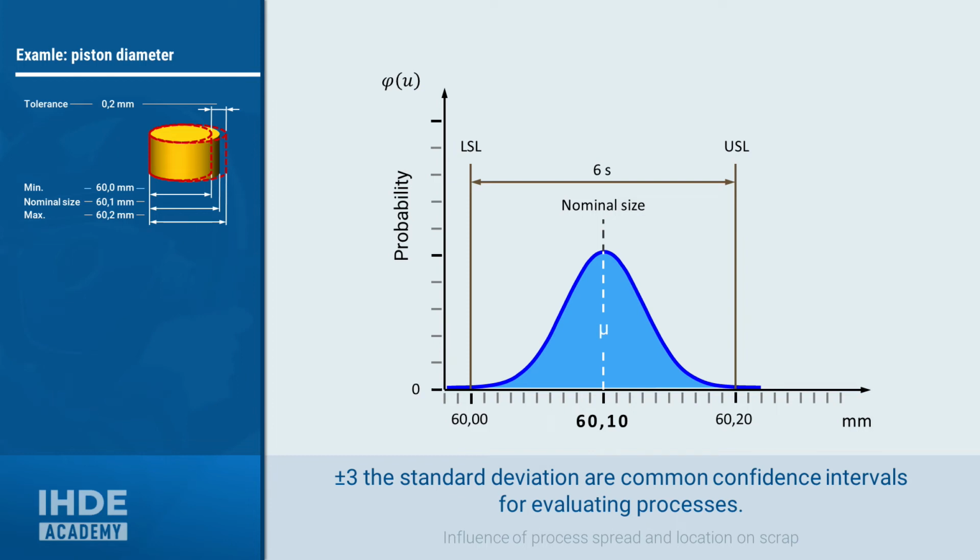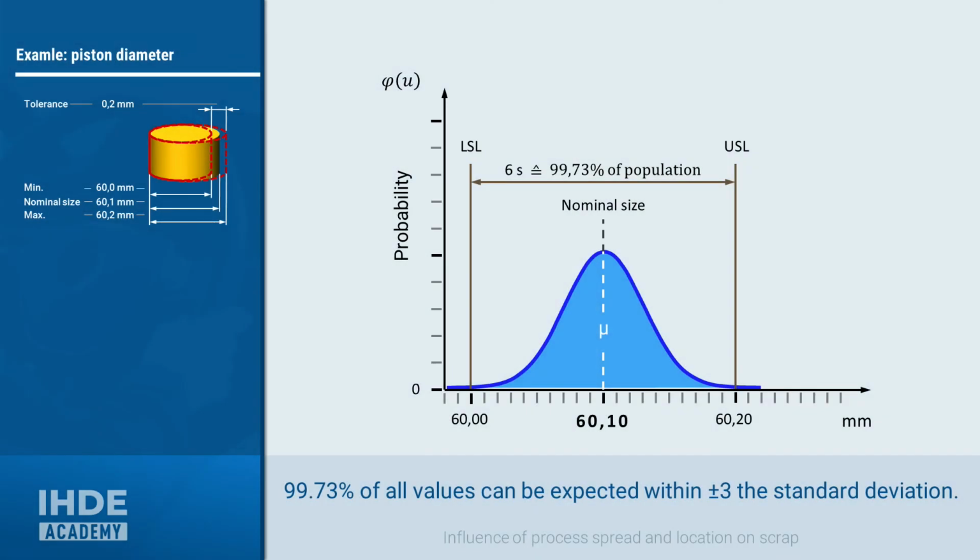As already mentioned, 99.73% of all values would then be within the specification limits. Conversely, this also means that such a process would produce 0.23% parts whose diameter is outside the specification. If the spread of a process is just as wide as the tolerance, then in statistical process control, this is called a potentially capable process.